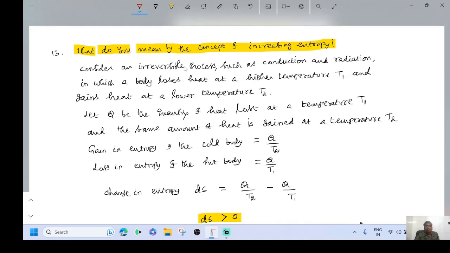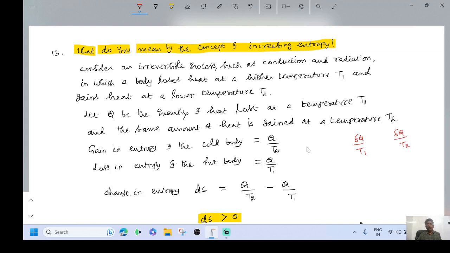What do you mean by the concept of increasing entropy? Consider an irreversible process such as conduction and radiation, in which a body loses heat at a temperature T1 and gains heat at a lower temperature T2. Let Q be the quantity of heat lost at a temperature T1, and the same amount of heat is gained at a temperature T2. dQ by T1, dQ by T2.